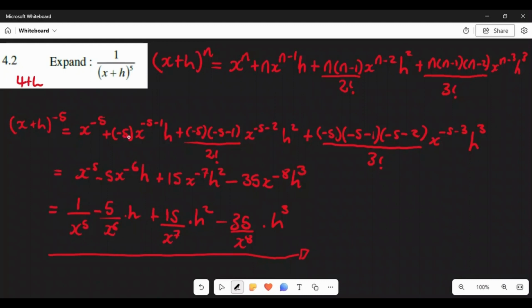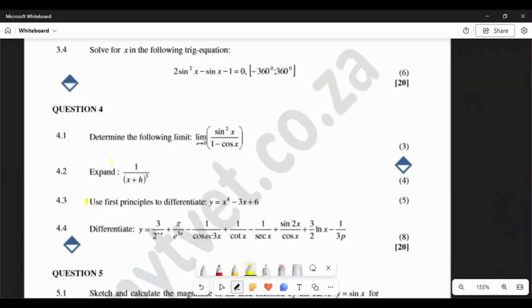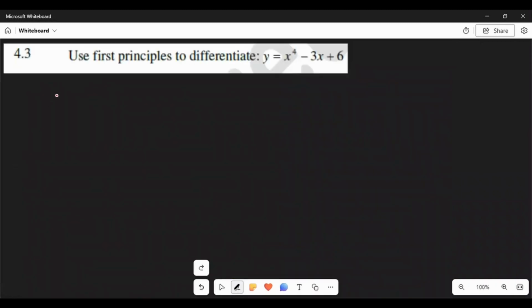Now that we are done with 4.2, how about we do 4.3? Alright guys, so it's time for us to do 4.3. As you can see, 4.3, they say use first principles to differentiate the following, guys. Y is equal to x to the power 4 minus 3x plus 6. So I'm going to copy this question and we're going to paste it where there is space. All right guys, so this is 4.3. So they want us to use the first principle to differentiate the following here, guys.